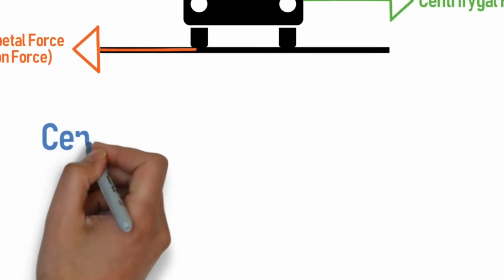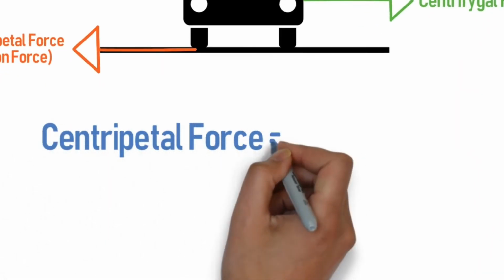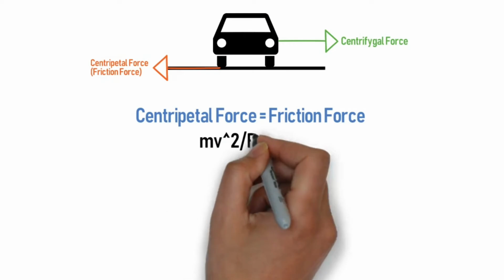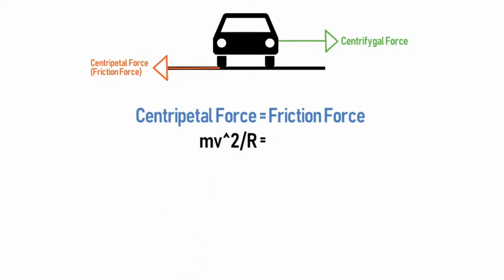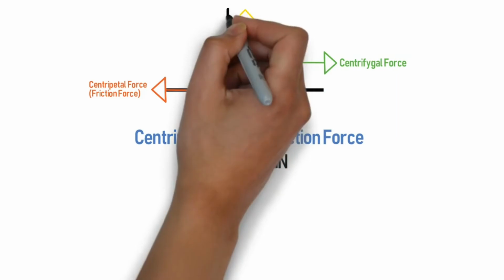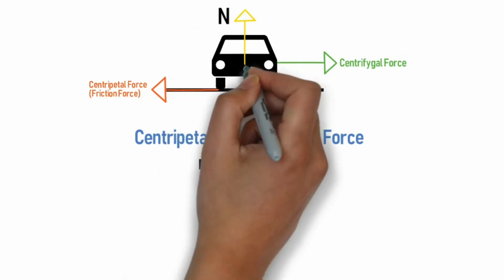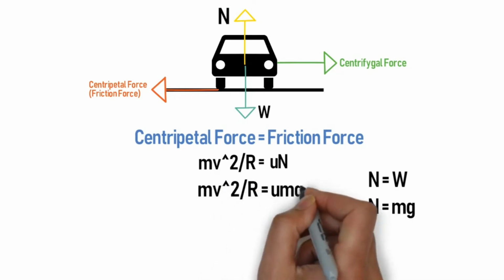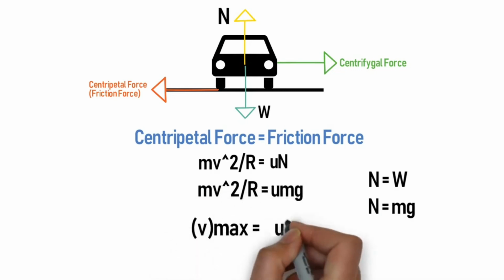So therefore, from this, we can say that centripetal force is equal to frictional force. And also from the previous topics, we came to know that centripetal force is nothing but mv squared divided by r. And also the frictional force is nothing but mu into N. And generally on every object, there is a normal force acting vertically upwards. Name it as capital N. And the weight acting vertically downwards, name it as capital W. From this we can write N is equal to W, and also N is equal to m into g. Substituting this in the above equation, we can write mv squared divided by r is equal to mu into mg.